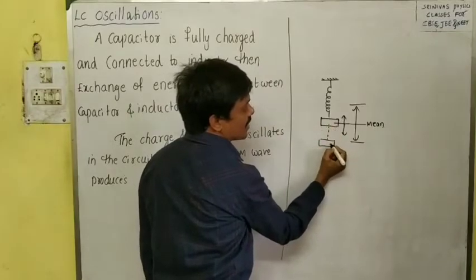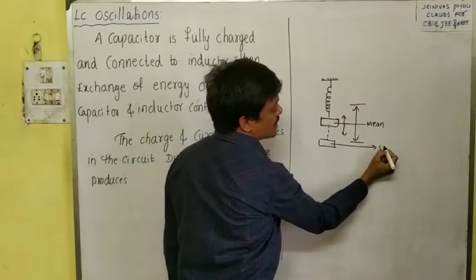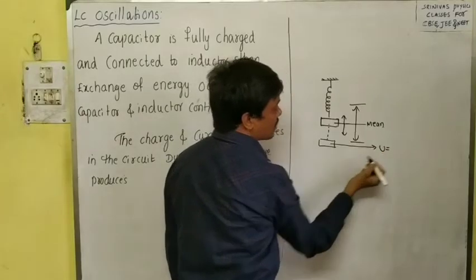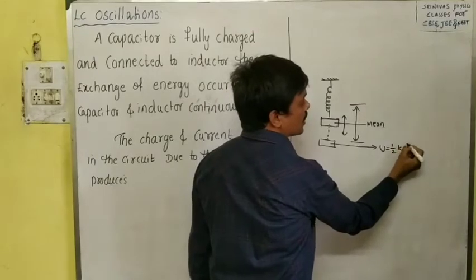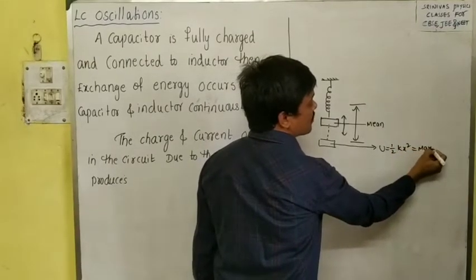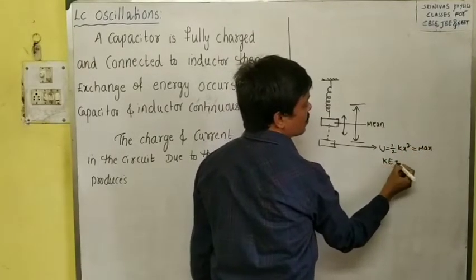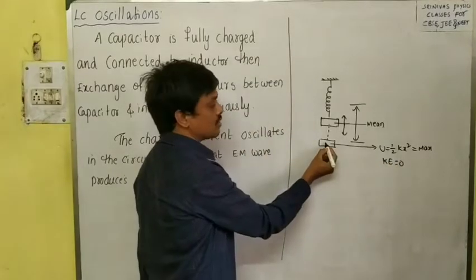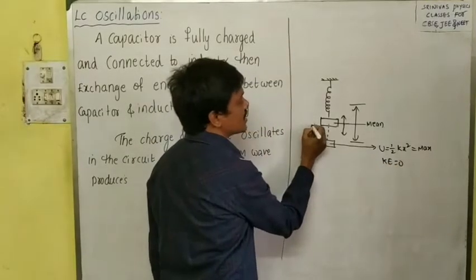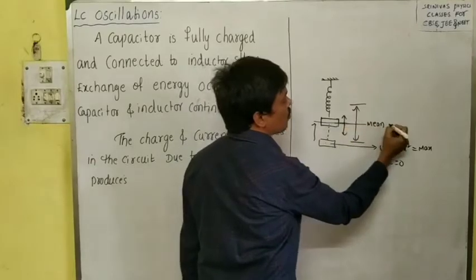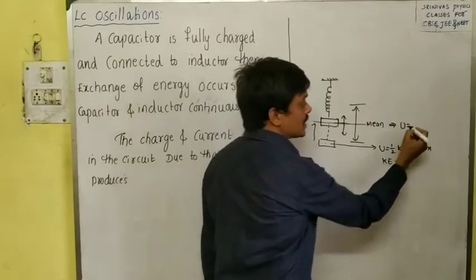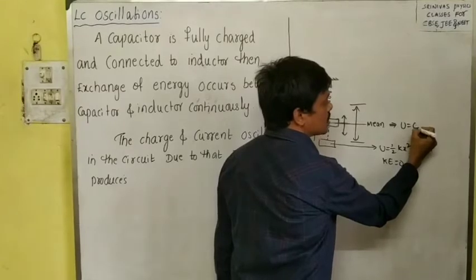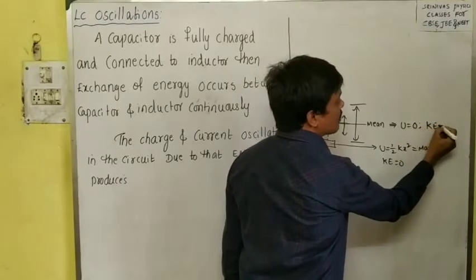Now we pull down a little bit and then release it. When it comes to here, it has the maximum potential energy, that is half kx square. The kinetic energy is 0 here. We release it here, initial velocity 0. Now it will go like this, and when it comes to here, what happens? Its potential energy decreases and becomes 0, but the kinetic energy becomes maximum.